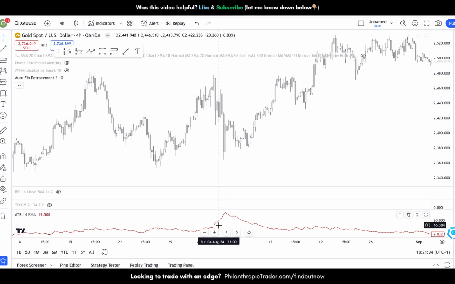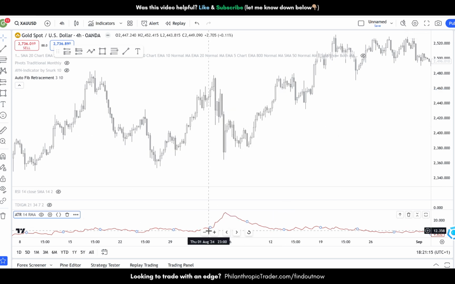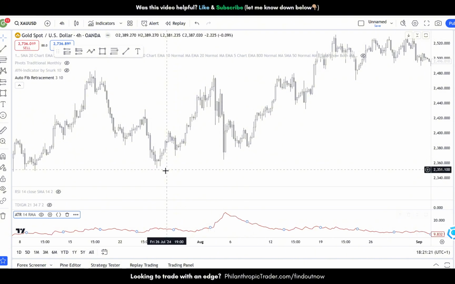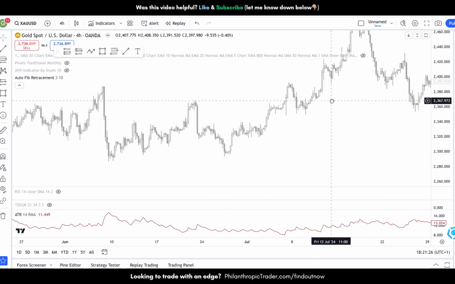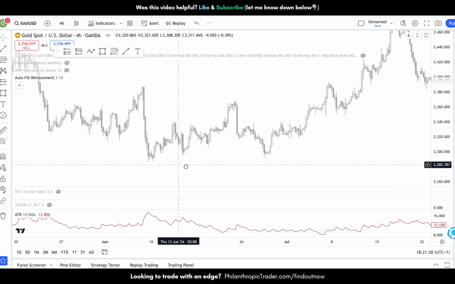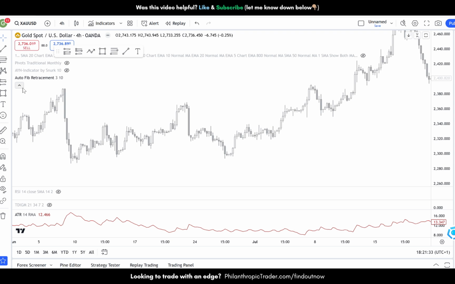We see big candles, so the ATR goes to the upside. We see the period is 14 length. So it takes a look at the last 14 candles, and based on that, it indicates a specific level. Let me see. We see big candles, but they were already big candles. But yeah, you can use this indicator mainly for setting stop loss levels.